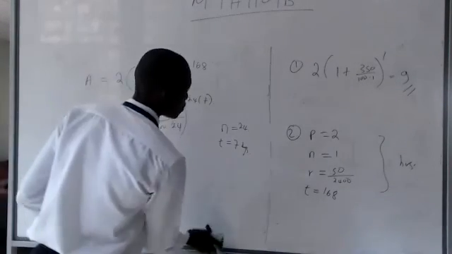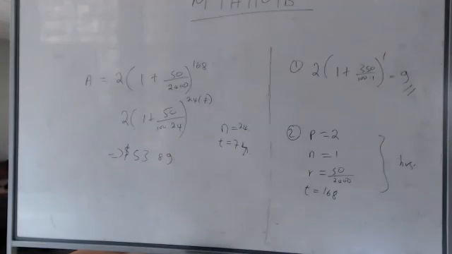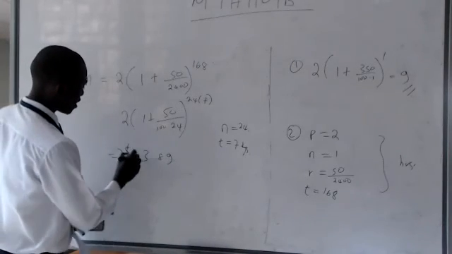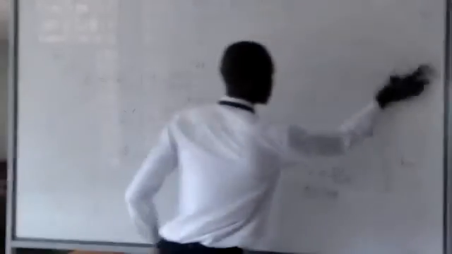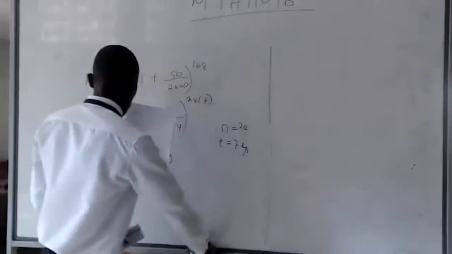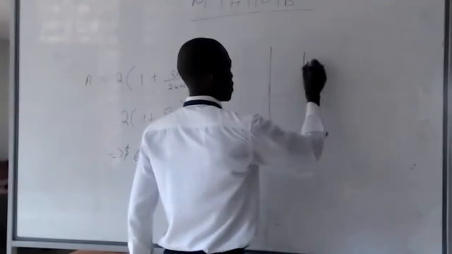Express the second last one. Express the following to 4 decimal places. I'm getting 63, not 53. Yes, it's 63.59. You're asked to express to 4 decimal places, and always read the instructions carefully.